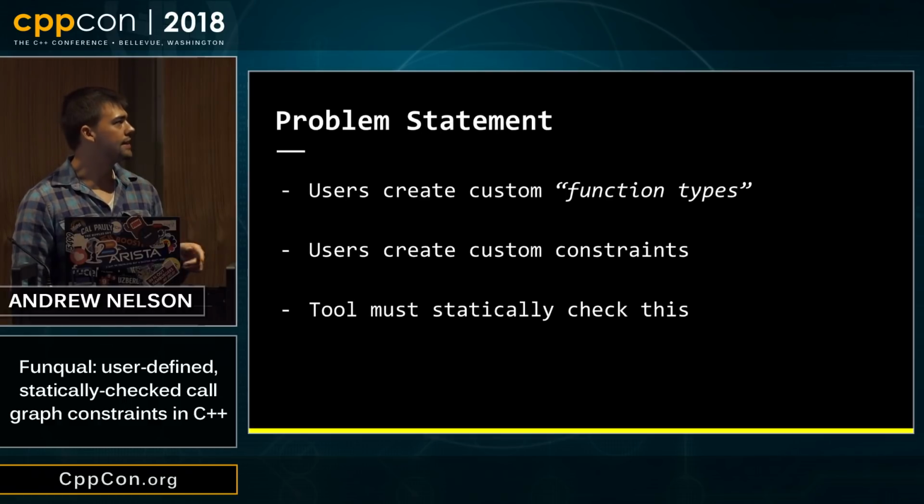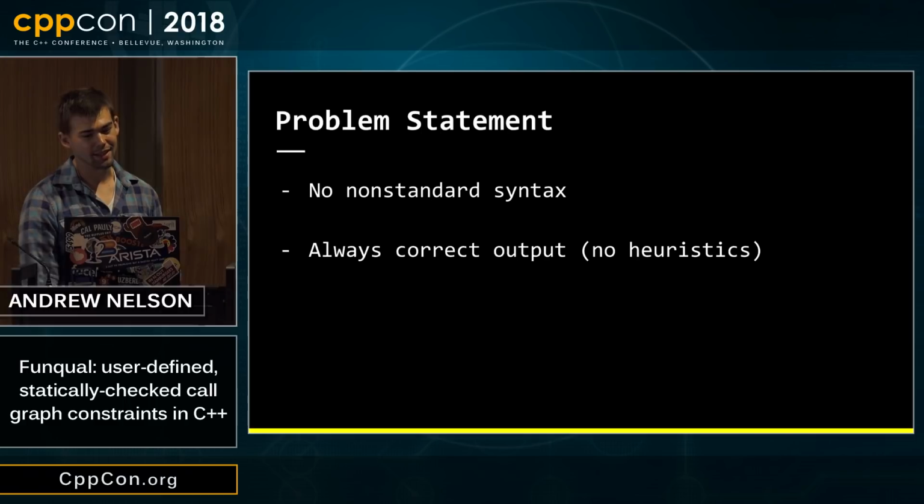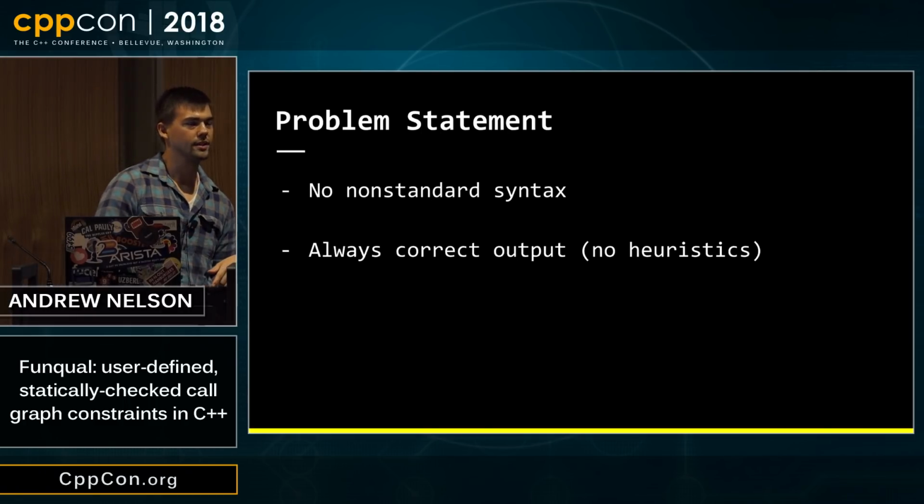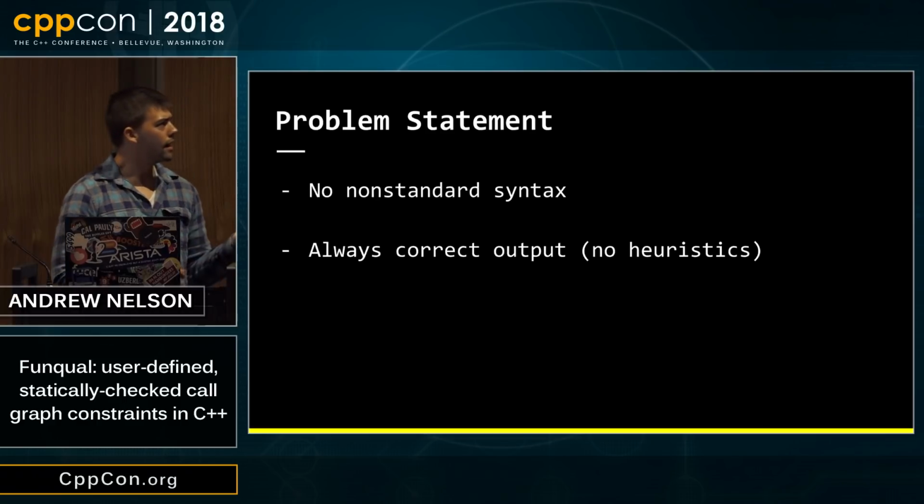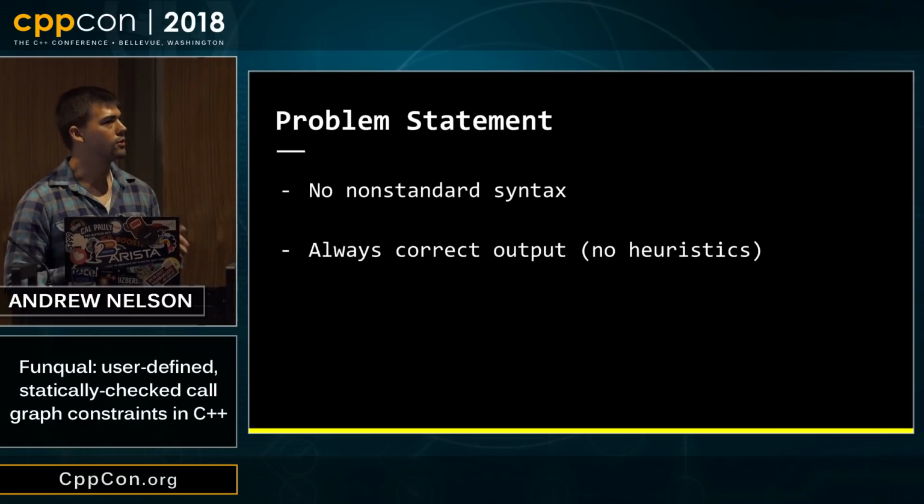And we want a tool that can statically check this. And on the way, it'd be nice if we had no non-standard syntaxes. If code works with Funqual, it should work just as well with Clang or GCC. And also, it should have always correct output. No heuristics, no most of the times.